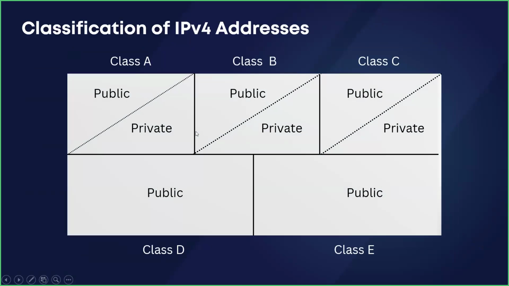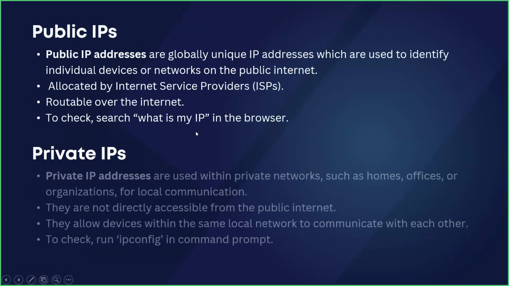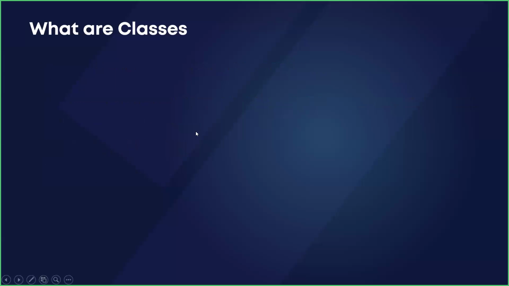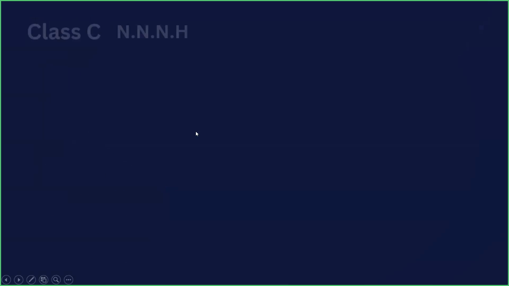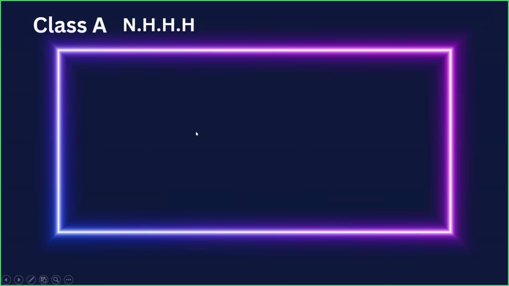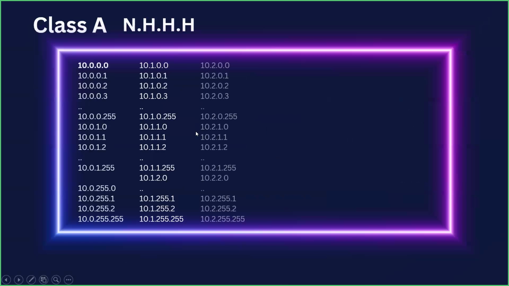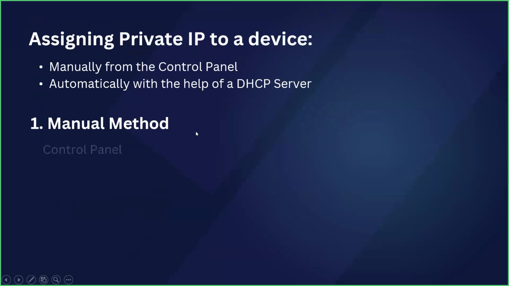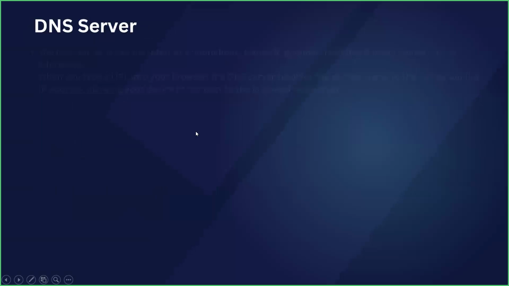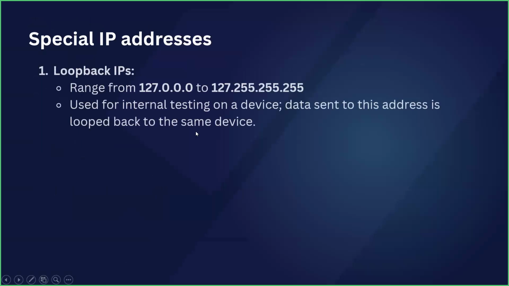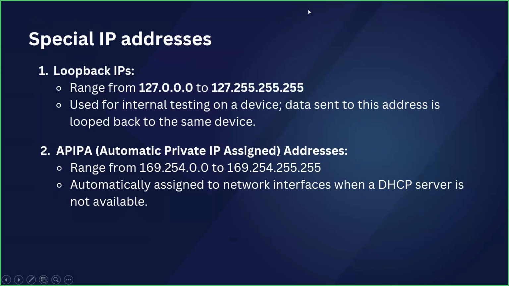Then we talked about the different classifications in them. Classes, class A, B, C, D, and E, and the difference between public and private IPs. And again, we also discussed the range of each class and the private IPs in each class. We did some exercise in the last class to figure out which IP belongs to which class. And then I explained the relevance of each of these classes until yesterday. Today, we learned about subnet mask. We learned about how to assign a private IP to your system, both manually and automatically from a DHCP server. Then we talked about a DNS server, and then we talked about special IPs. That's the entire quick recap of what we have learned in the last 3 sessions, guys. This concludes the networking part.